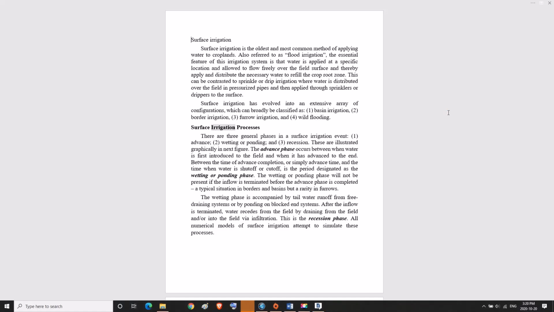Surface irrigation processes. There are three general phases in a surface irrigation event: 1. Advance, 2. Wetting or ponding, and 3. Recession. These are illustrated graphically in the next figure. The advance phase occurs between when water is first introduced to the field and when it has advanced to the end. Between the time of advance completion, or simply advance time, and the time when water is shut off or cut off, is the period designated as the wetting or ponding phase.